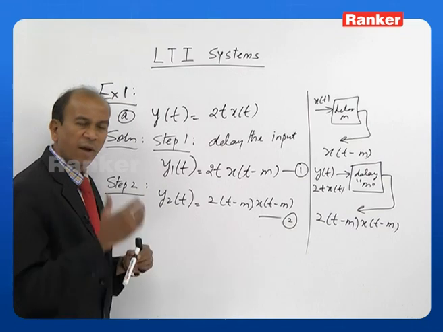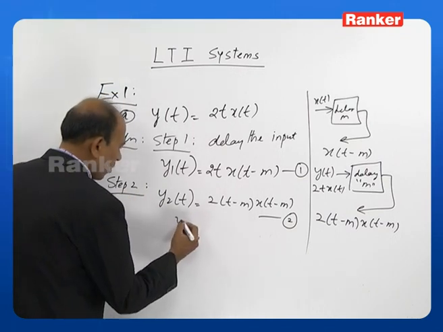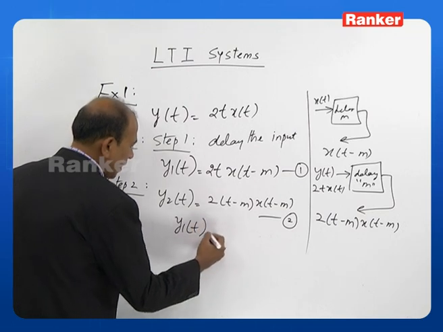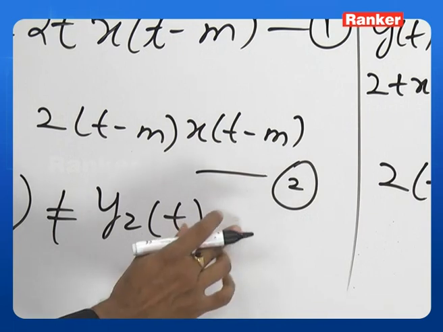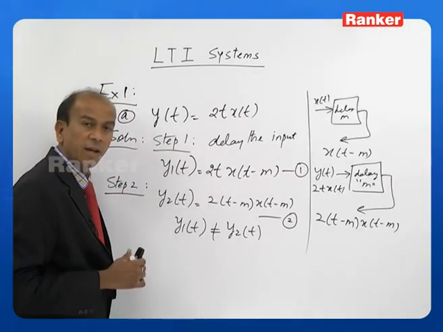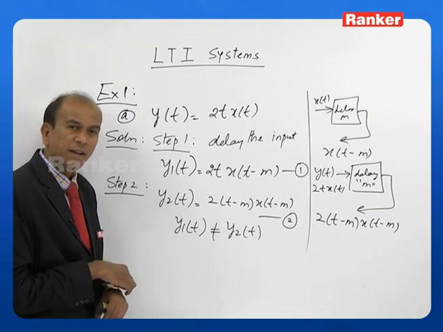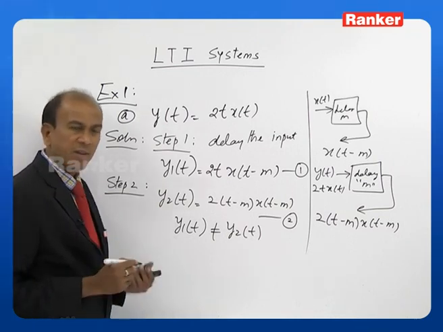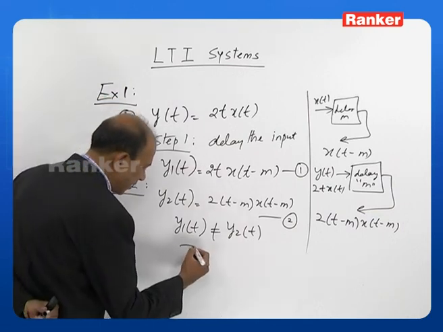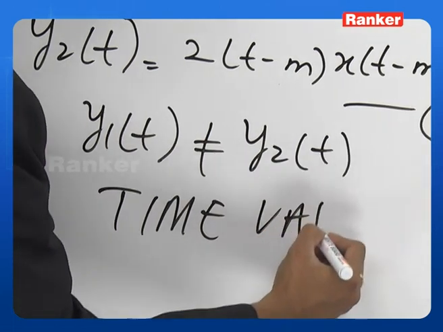Now, let us see whether y1 of t is the same as y2 of t. As you see here, y1 of t is not equal to y2 of t. So, both are not equal. So, what is the system now? Is the system time invariant or variant? Because they are not equal, the system is time variant.